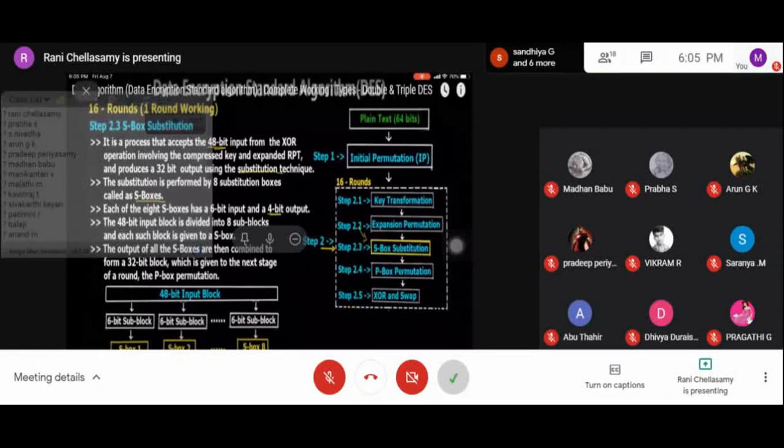So in the S-box substitution, 48 bits is fed as input. It gets compressed and you get the output as a 32-bit output block. This 32-bit output block is given to the next stage of the round, that is P-box permutation. P is representing permutation, S is representing substitution.